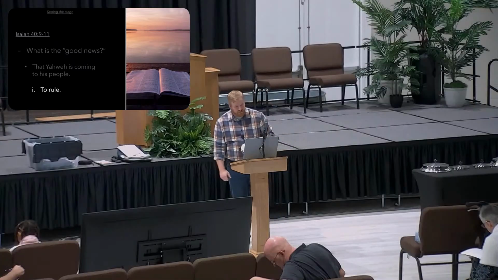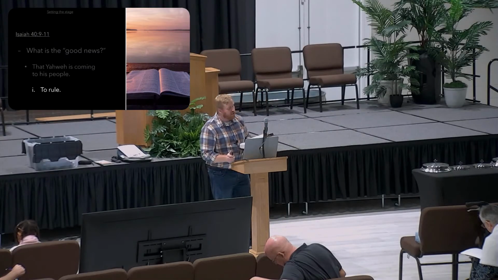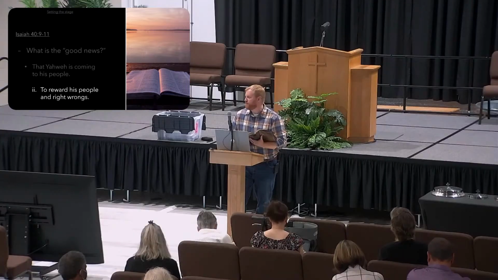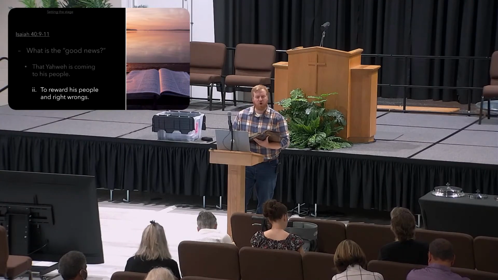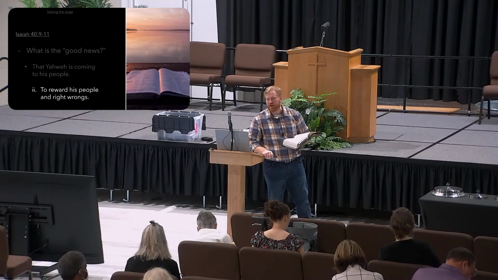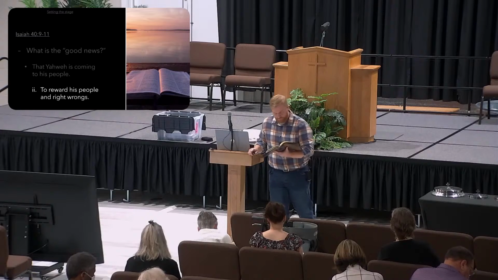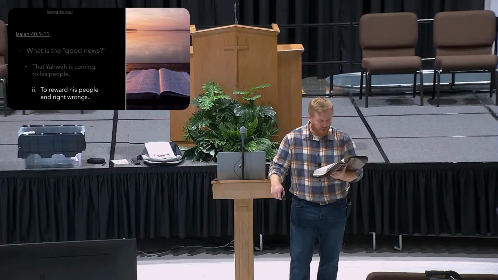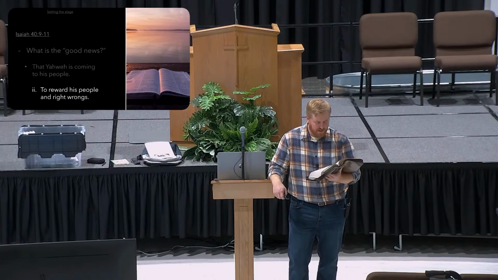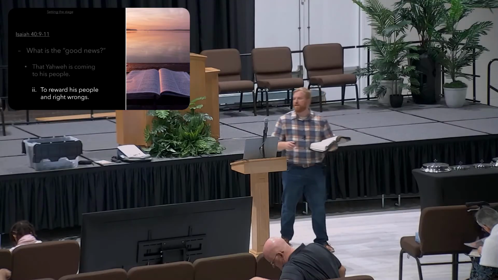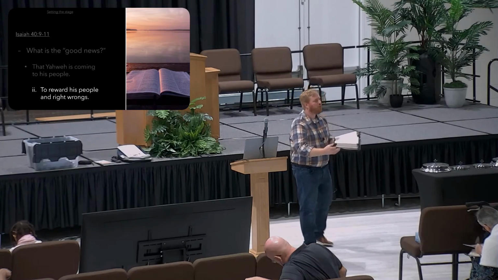And what that means is that he is going to reward his people and right wrongs. That's what his kingship means. To reward his people and right wrongs. Do you see that also in verse 10? Look again at verse 10 with me of Isaiah 40. Behold, the Lord Yahweh comes with might, and his arm rules for him. Behold, his reward is with him, and his recompense before him. And recompense being, he's going to right wrongs. He's going to restore what's been lost.